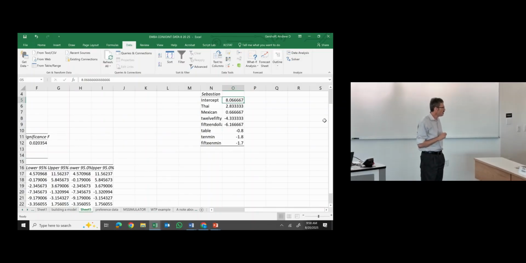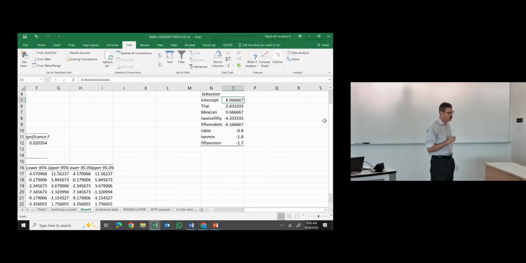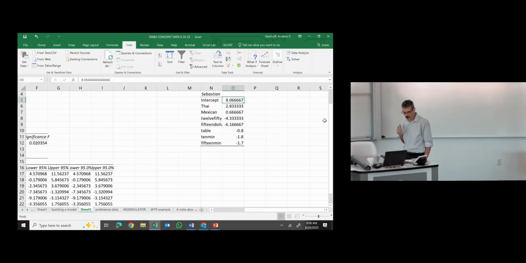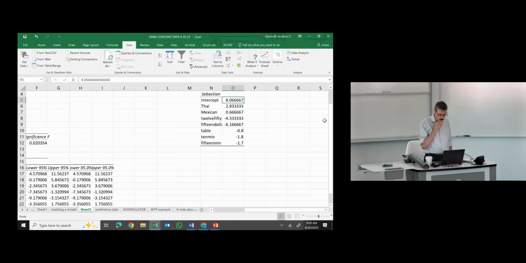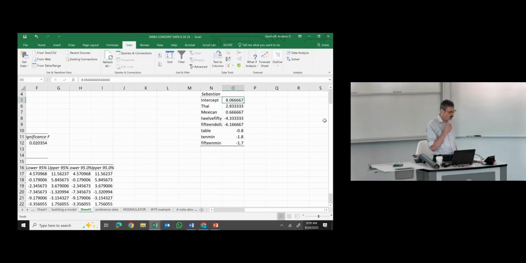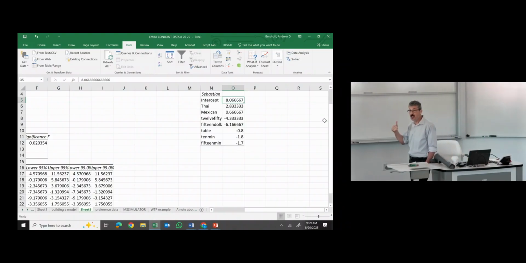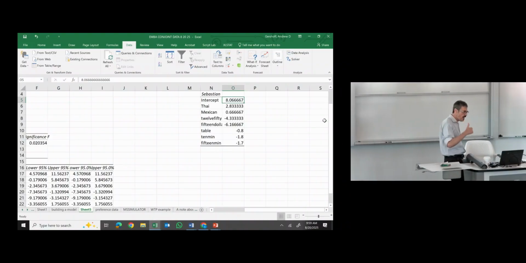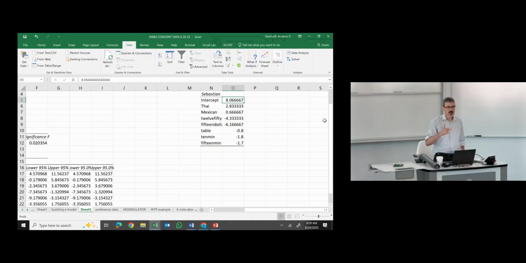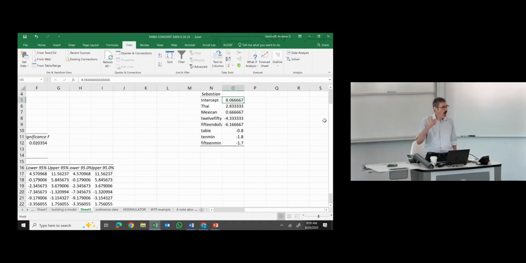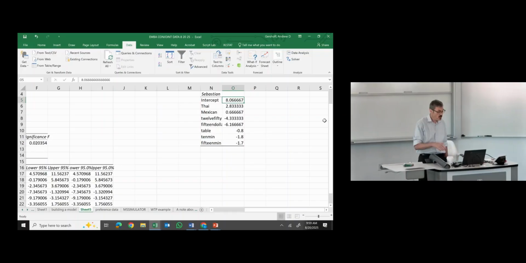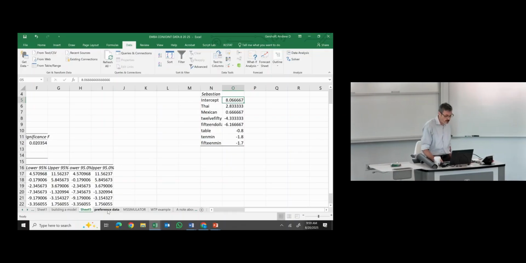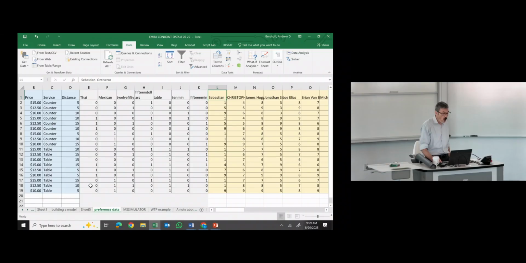Barbecue, $10, counter service, and 5 miles, or 5 minutes, 5 minutes away, right? And so what is in the intercept? The intercept is an estimate of the evaluation of the alternative that's in the base case. The intercept is an estimate of the alternative for which all of the dummy variables were 0.